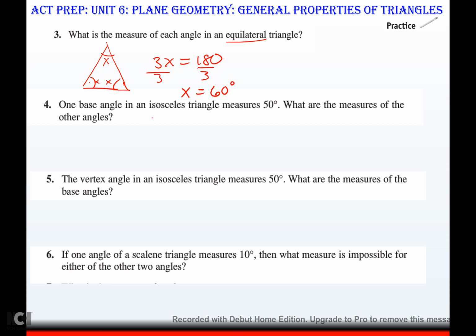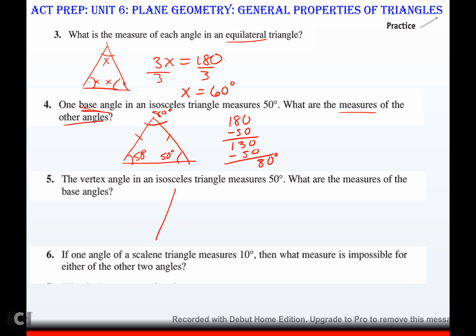4, one base angle in an isosceles triangle. An isosceles triangle has equal sides and equal base angle measures, and it says one base angle measures 50 degrees. What are the measures of the other angles? Well, if this is 50, this one has to be 50, and to get the third one, if I take 180 minus 50, that leaves 130, minus the second angle leaves 80 degrees. So my third angle has to be 80 degrees.